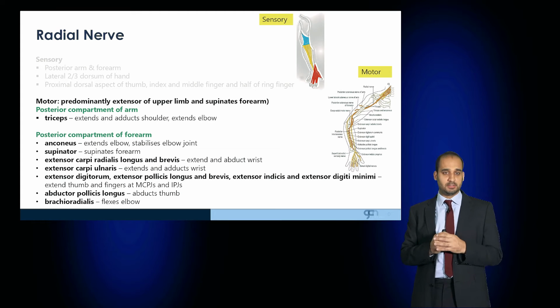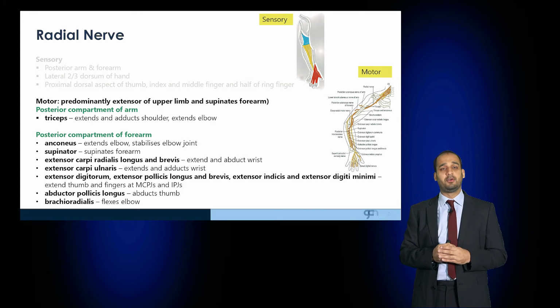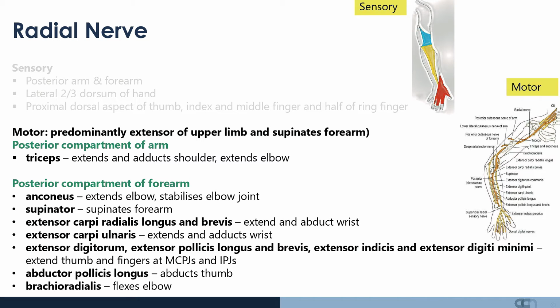There are a number of muscles in the posterior compartment of the forearm innervated by the radial nerve. This includes the anconeus, the supinator, the extensor carpi radialis longus and brevis, as well as the extensor carpi ulnaris. The extensors, which are involved in extending the thumb and the fingers at the metacarpophalangeal joint and the interphalangeal joints, are also innervated by the radial nerve. This includes extensor digitorum, extensor pollicis longus and brevis, extensor indicis and extensor digiti minimi.